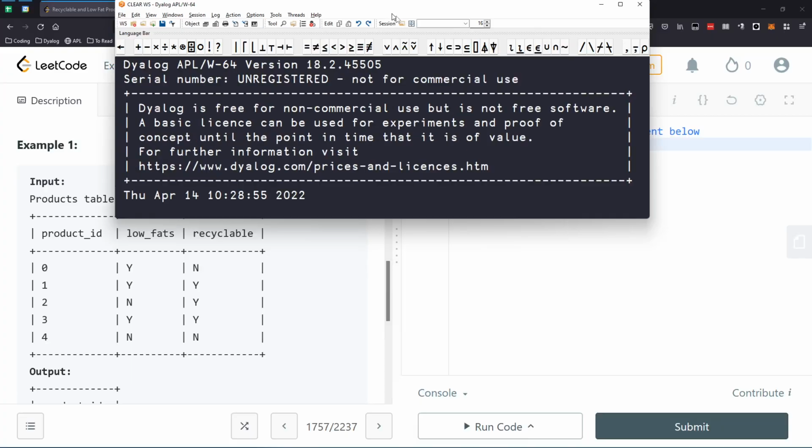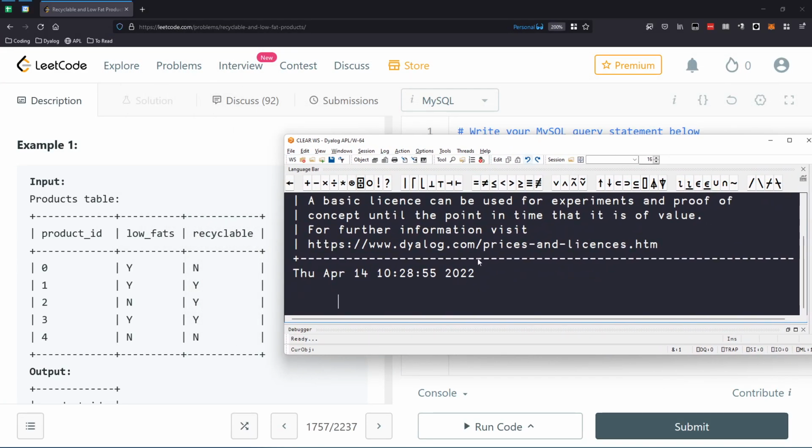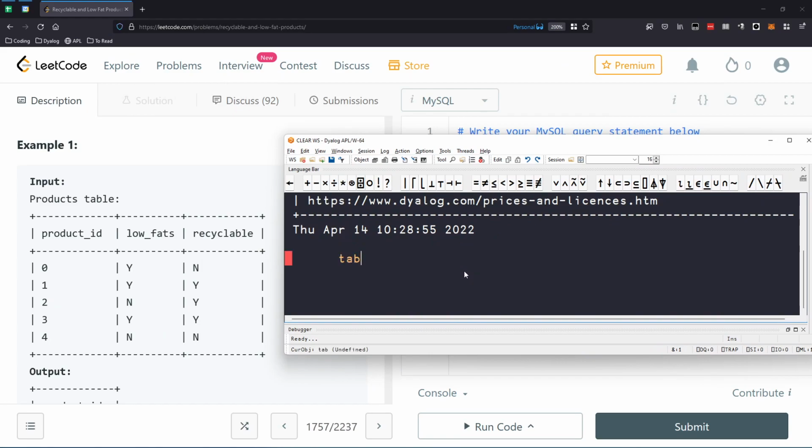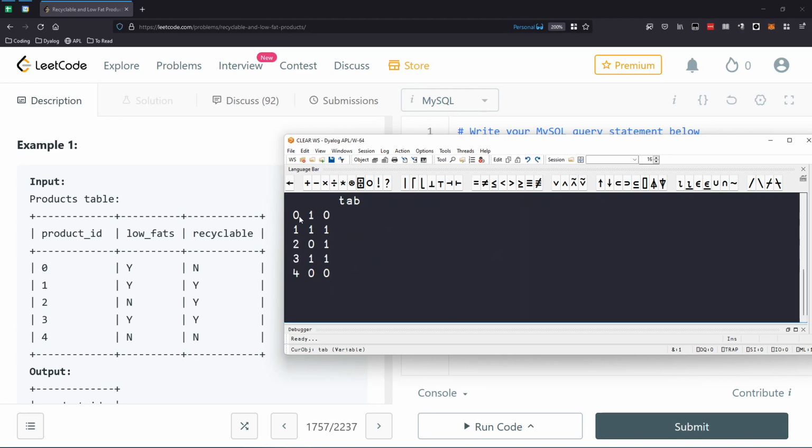How are we getting this data? Well, if we follow the structure that's shown in here, it's going to be a 5 by 3 matrix. And then first product ID, is it low fat? Yes. Is it recyclable? No, it's not. So the yes is a 1 for true and the recyclable is a 0 for false. And then the next product ID is 1, it is low fat, it is recyclable. Next product is 2, it is not low fat, it is recyclable. Then product 3 is low fat and recyclable, and product 4 is neither. So this is our table.